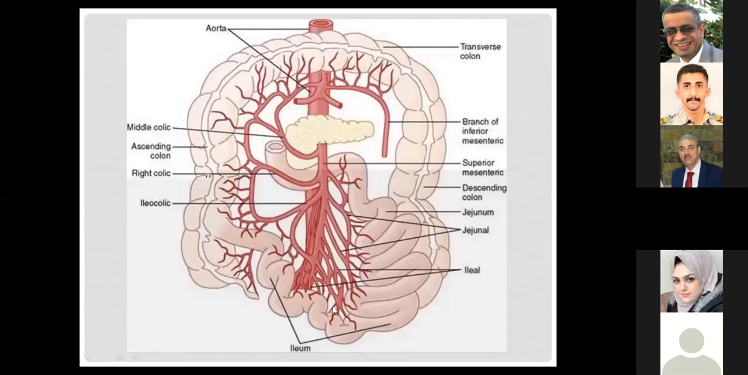Here we can see it. This is the jejunal, and this is the ileal. This is the vasa recta, which are end arteries entering the small intestine.